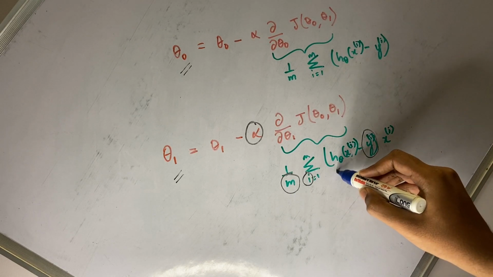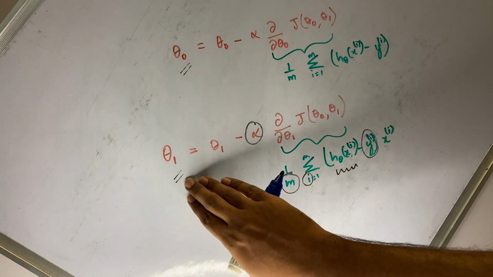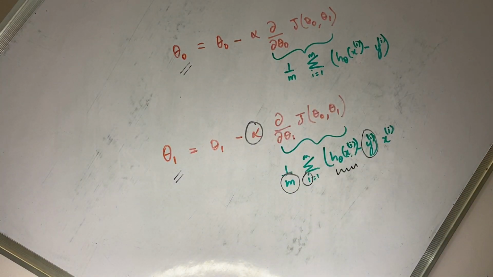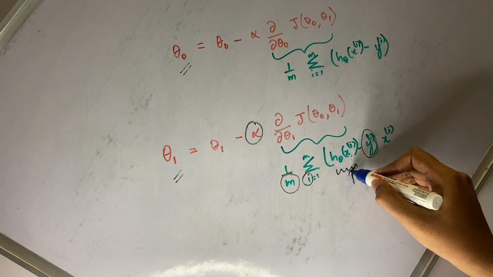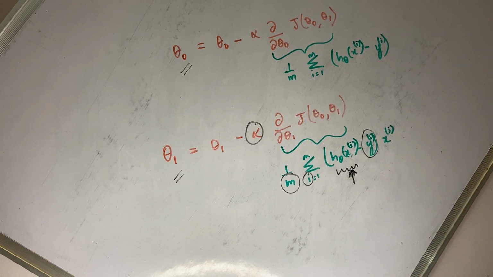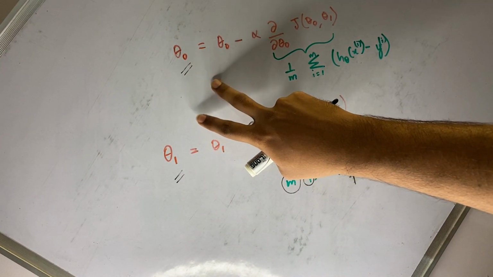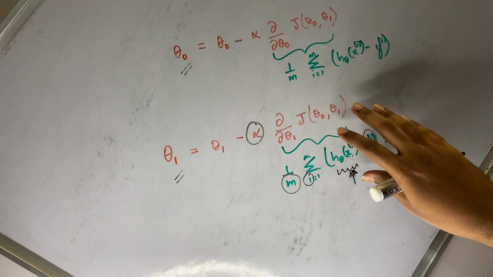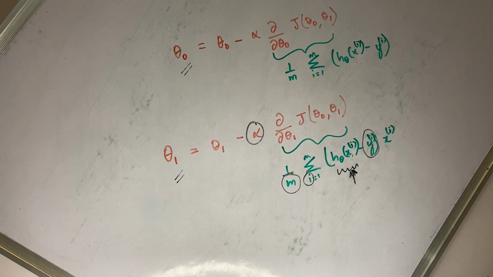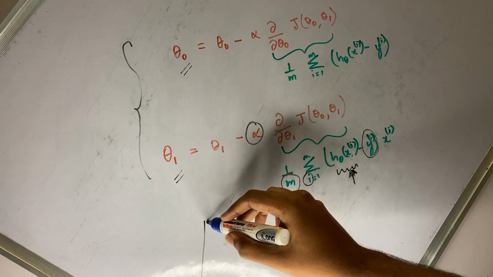And h of x is the hypothesis. This is parameterized by θ1 and θ0, which is a function of x. It takes in the size of the house and then predicts the price of the house. We want to compute θ0 and θ1, these two parameters, and we want to nudge these two by subtracting some value in each iteration. So we want to do this computation over and over again until we reach the global minimum in the cost function.